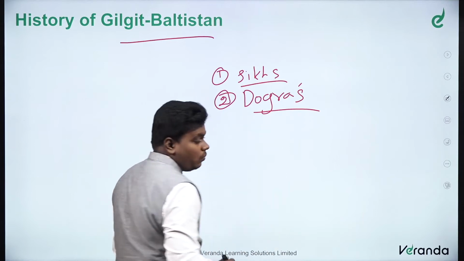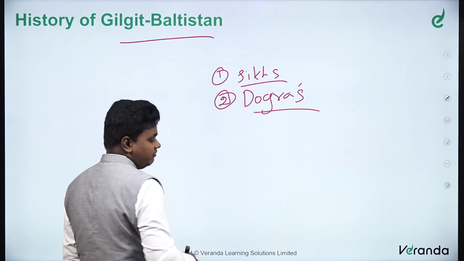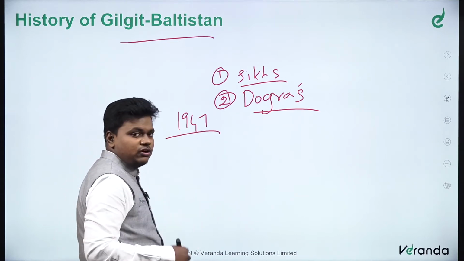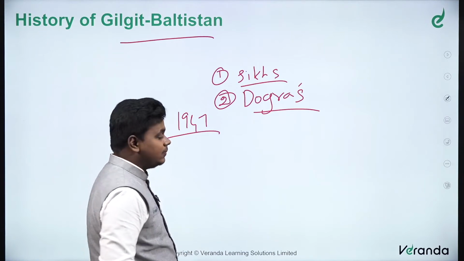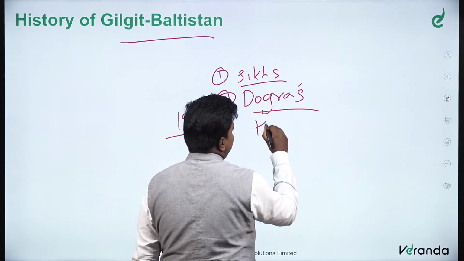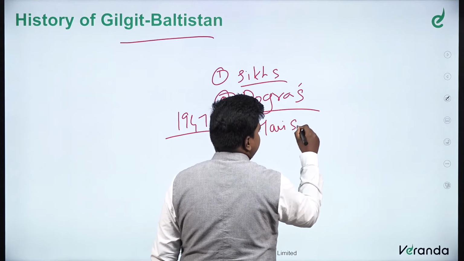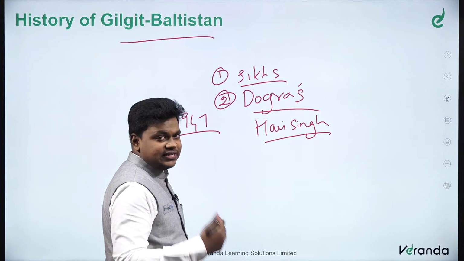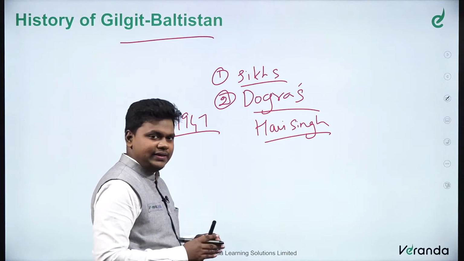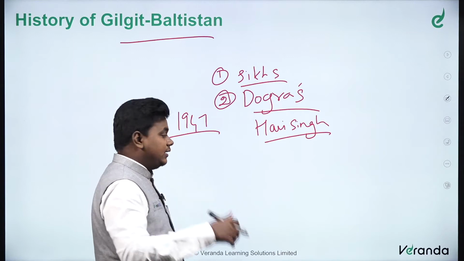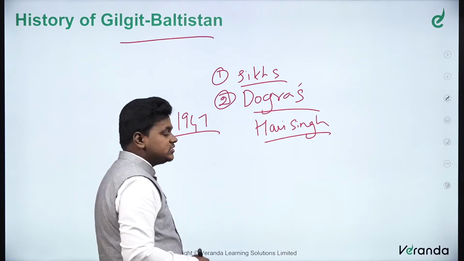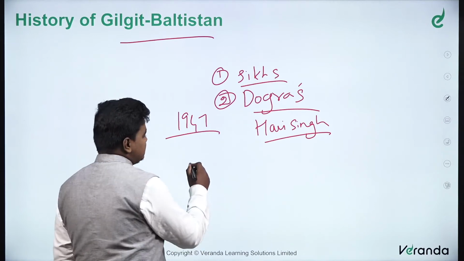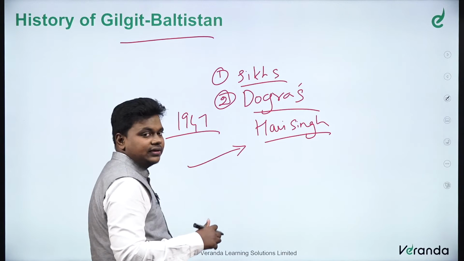So after that, what happened? India and Pakistan got freedom in the year 1947. Because of that, at that point of time, the king of Jammu and Kashmir, Raja Hari Singh, decided to remain independent of India and Pakistan. But Pakistan was not willing to accept this. So Pakistan sponsored the rebels, and the rebels entered the Gilgit region.